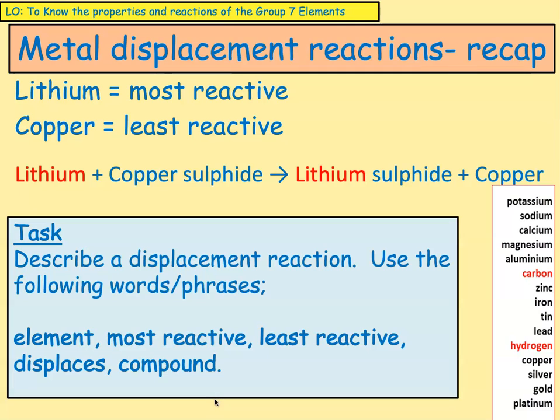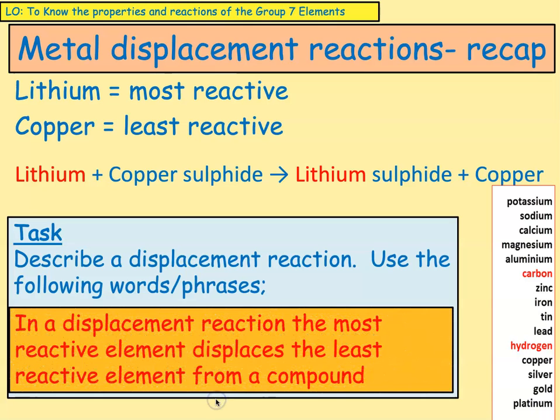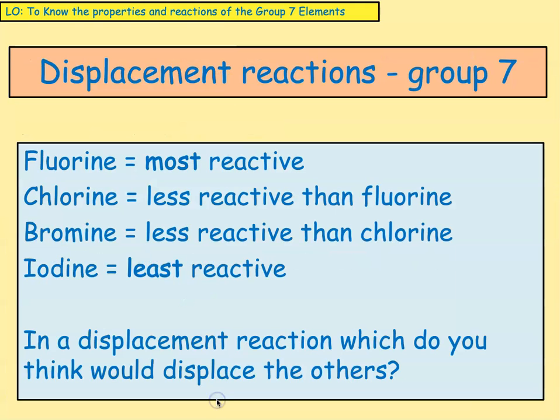So how can we describe a displacement reaction? Use those words before and try and come up with a description of what a displacement reaction is. Pause the video now. Okay, so in a displacement reaction, the most reactive element displaces the least reactive element from a compound. That's how we describe a displacement reaction.